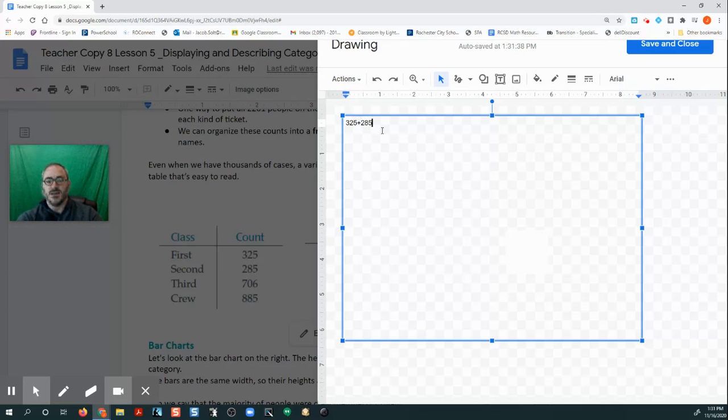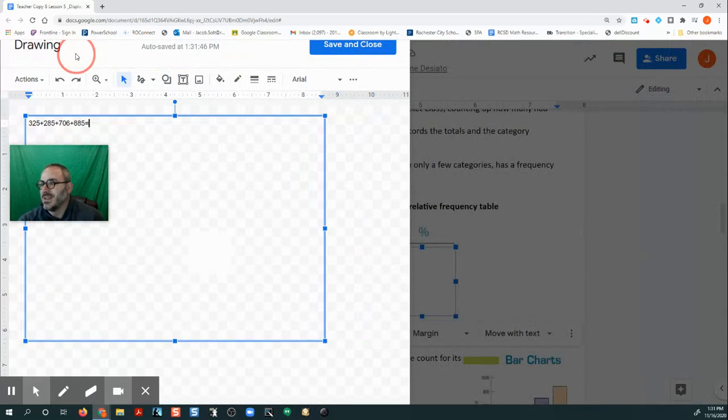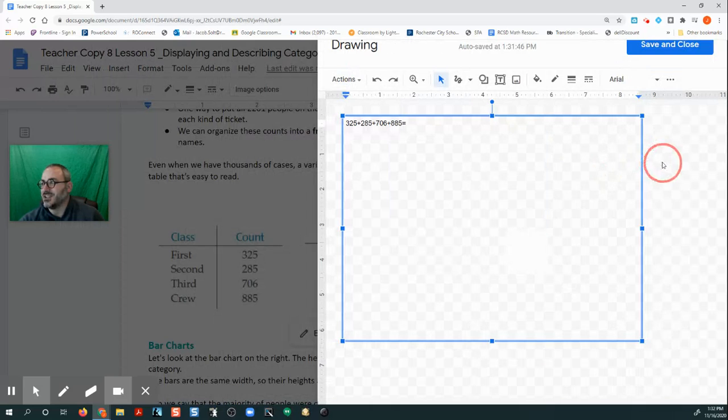285 plus 706. I need a total. Why do I need a total? Because what I'm being asked to do over here is find a percentage behind here, which is now being hidden. Yeah, come on, Google. Why aren't you smarter? Well, you see that percentage sign right there? That tells me that it wants me to find a percentage.